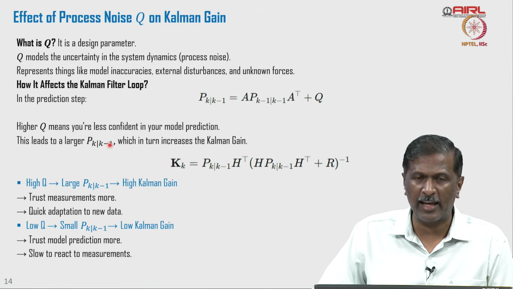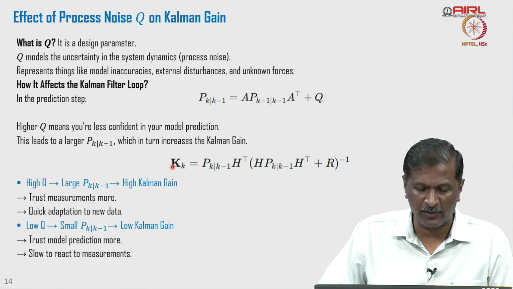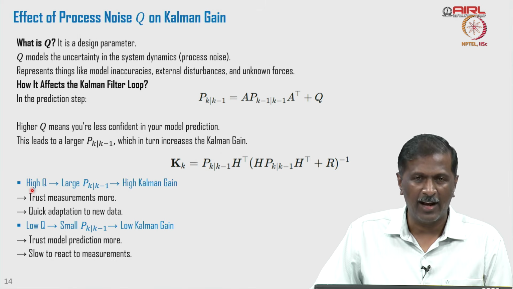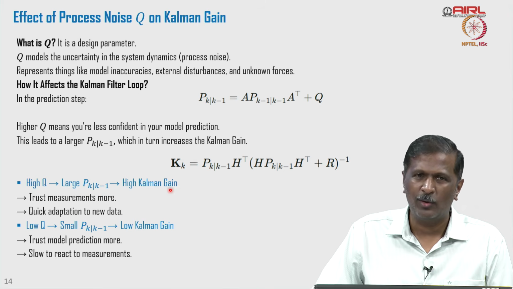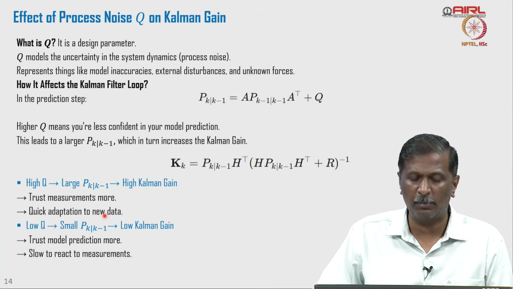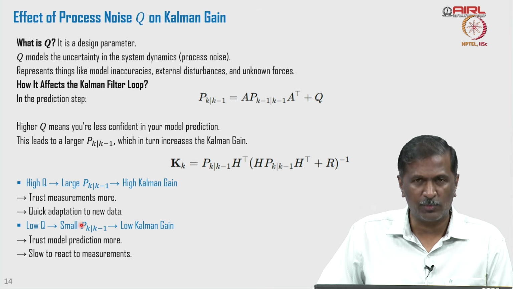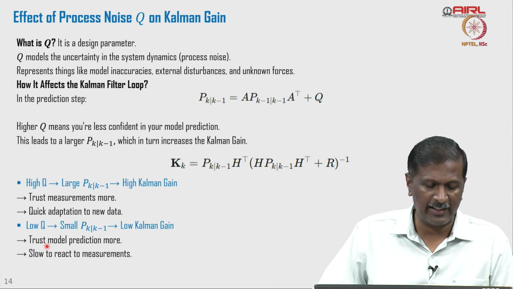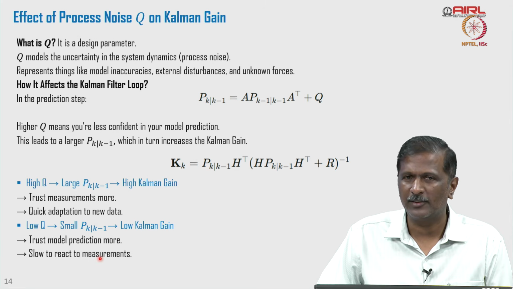This leads to Pk|k-1 which in turn increases the Kalman gain, because Kalman gain directly depends on Pk|k-1. Higher Q, larger Pk, which means high Kalman gain. What does high Kalman gain mean? Trust the measurements more, meaning quick adaptation to newer data. Lower Q, a small Pk|k-1, which means low Kalman gain. What does it mean? I trust the model prediction more, with slow reaction to measurements, right.